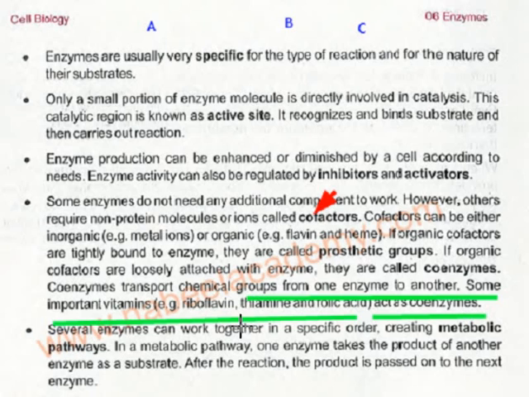Now, several enzymes can work together in a specific order, creating a metabolic pathway. In a metabolic pathway, one enzyme takes the product of another enzyme as a substrate after the reaction, and the product is passed on to the next enzyme. So that again we can study. This is a very easy concept.